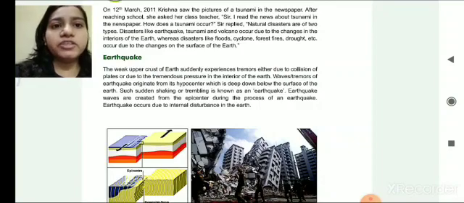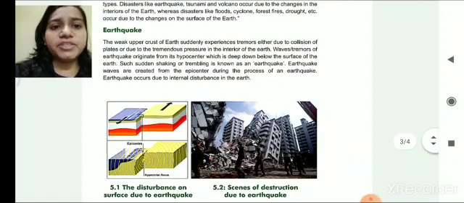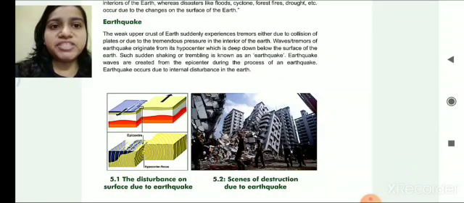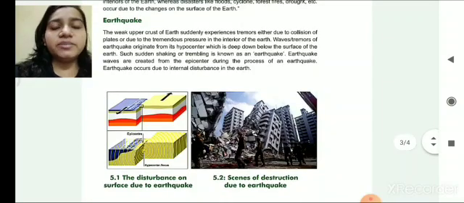Waves or tremors of earthquake originate from its hypocenter, which is deep below the surface of the earth. That means you can see the picture here that the movement of plates which takes place, and the point from which the shaking of the earth or the waves or the tremors start originating, such part is known as hypocenter. Such sudden shaking or trembling is known as earthquake. Earthquake waves are created from epicenter during the process of an earthquake. Earthquake occurs due to the internal disturbance in the earth.